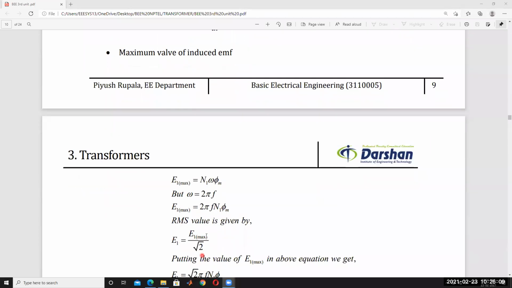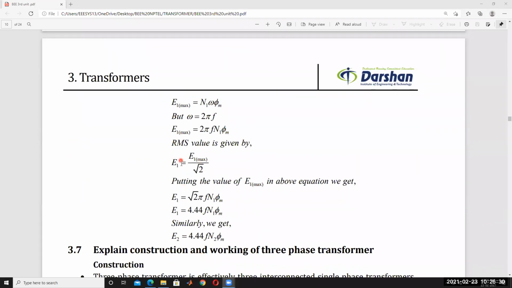Then for RMS value, RMS value is equal to Vm by root 2. Vrms is equal to Vm by root 2, otherwise Irms is equal to Im by root 2. So maximum value by root 2 is called RMS value. For RMS value, E1 is equal to E1 max by root 2. So E1 max by root 2 is called the RMS value.